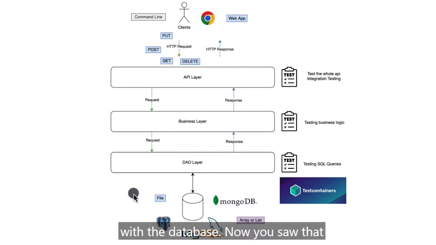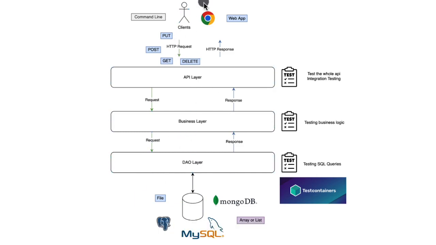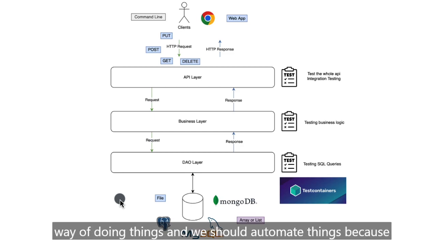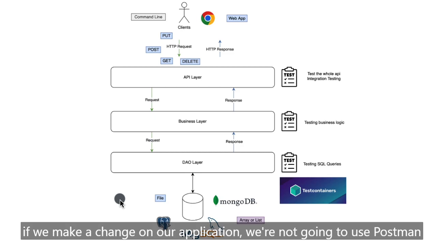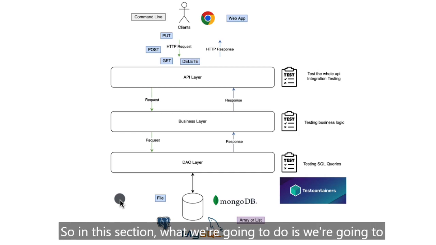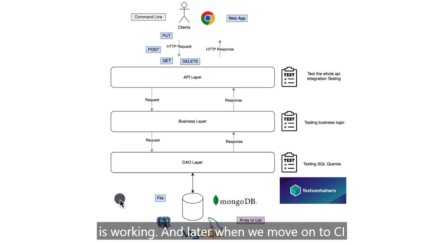Now, you saw that we've been using Postman to send requests and test the application that way, but that's not the right way of doing things, and we should automate things, because if we make a change on our application, we're not going to use Postman again and again and again. So that is time consuming. So in this section, what we're going to do is we're going to write a bunch of tests to make sure that everything is working.